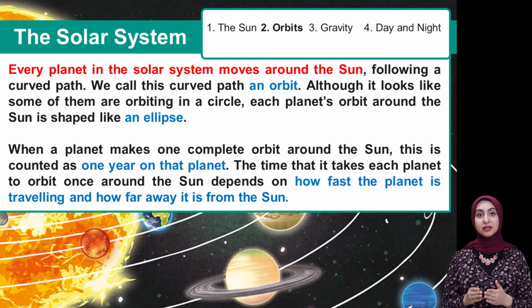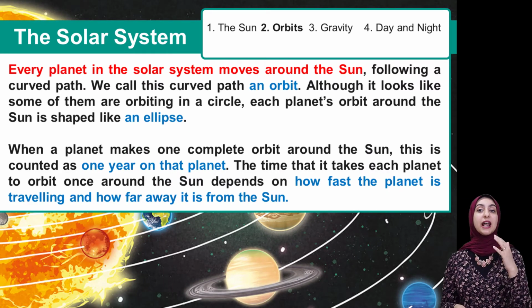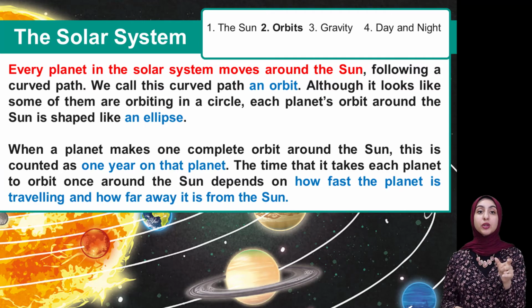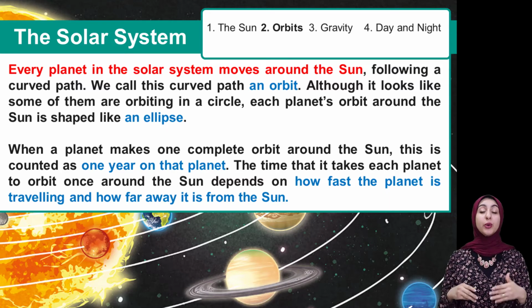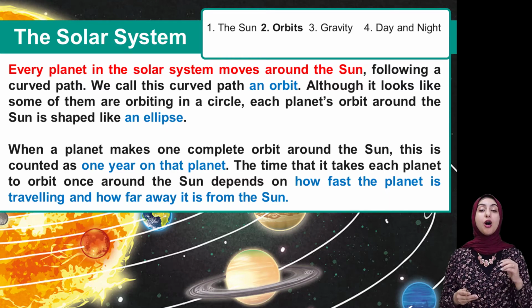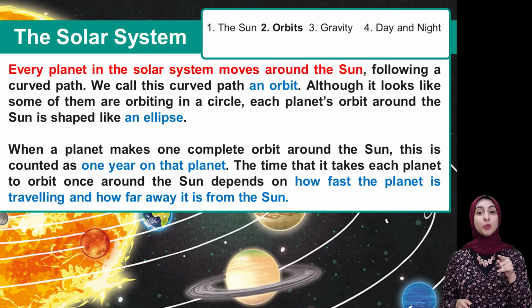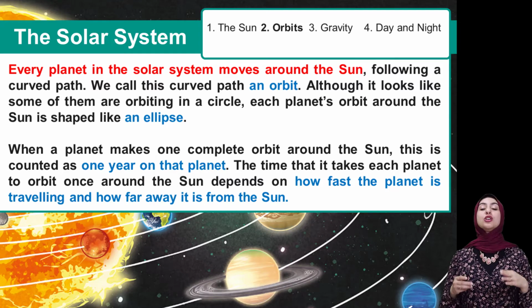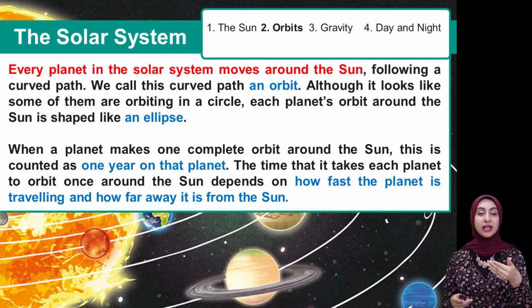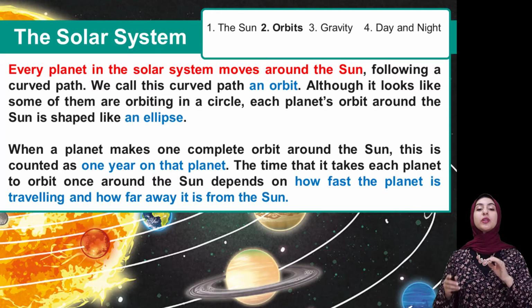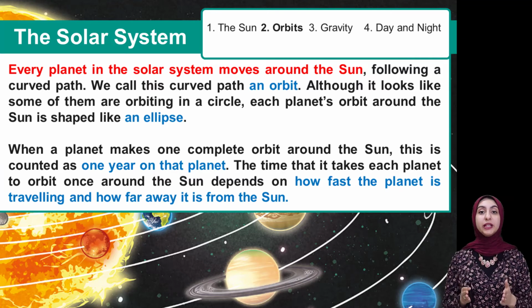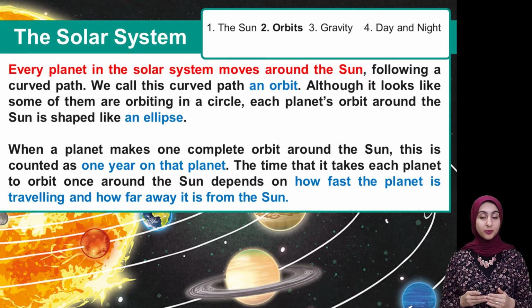Every planet in the solar system moves around the Sun, following a curved path. We call this curved path an orbit. Although it looks like some of them are orbiting in a circle, each planet's orbit around the Sun is shaped like an ellipse. So the orbit of each planet is not like a circle, it is like an ellipse. When a planet makes one complete orbit around the Sun, this is counted as 1 year on that planet.